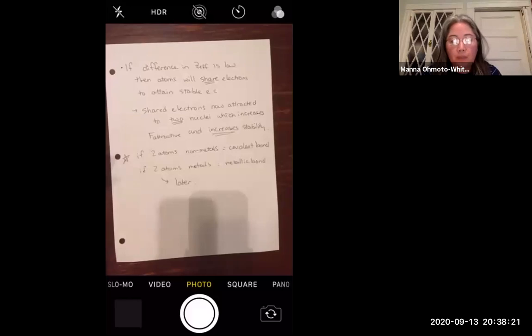Covalent bonding. If the difference in Z effective is low between the two atoms, the atoms will have to share electrons to attain a stable electron configuration. So now the shared electrons are attracted to two nuclei. And remember that the electrons are negatively charged, nuclei positively charged, so you have an attractive force between them. In fact, we call that a localized bond, and it's localized because there is that sweet spot between the two nuclei where the electrons want to be.